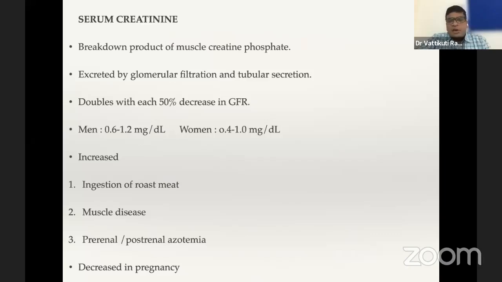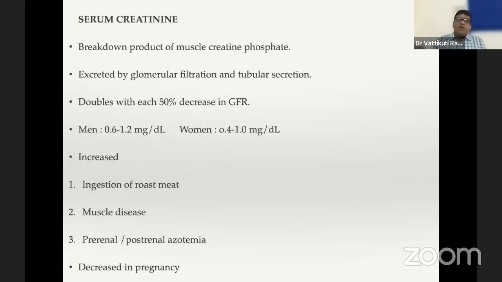If you look at the normal value, in men it is around 0.6 to 1.2, whereas in women it is slightly on the lower side, 0.4 to 1 milligrams per deciliter. There are different causes of elevated serum creatinine, like if you consume excess meat, or do heavy strenuous exercise, or if you have a renal pathology like pre-renal, intrinsic or extrinsic, post-renal causes of renal failure. All these will raise serum creatinine. And paradoxically, serum creatinine will be slightly on the lower side in pregnancy.